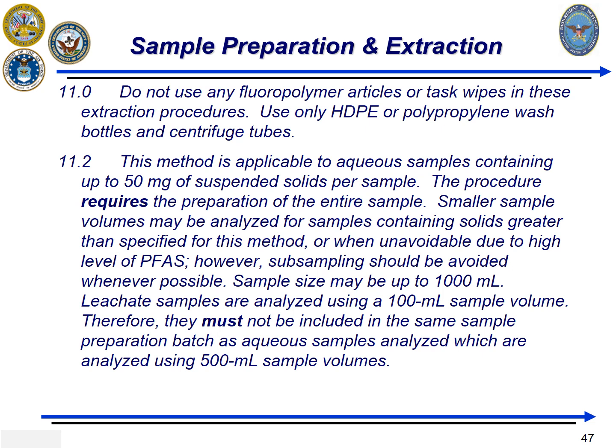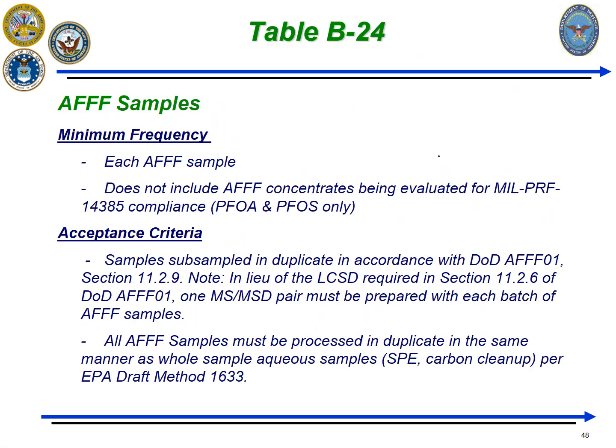The procedure also requires the preparation of the entire sample again in section 11.2, and states that because the sample volume used for leachate samples differs from all the other aqueous samples, they cannot be included in the same sample preparation batch as the 500 milliliter samples. So because the method does not include the analysis of product or AFFF concentrates, Table B15 needed to include some requirements specific to AFFF samples or concentrates.